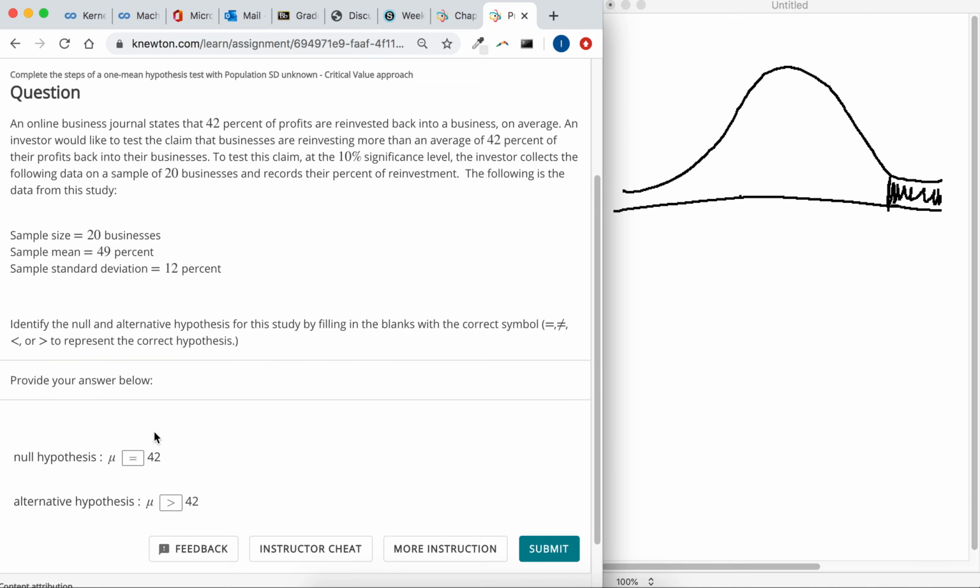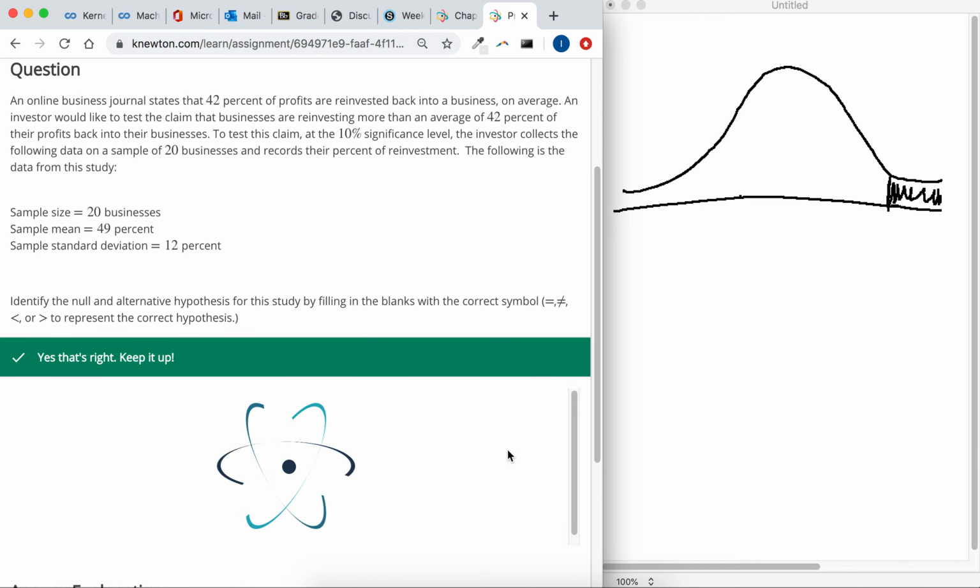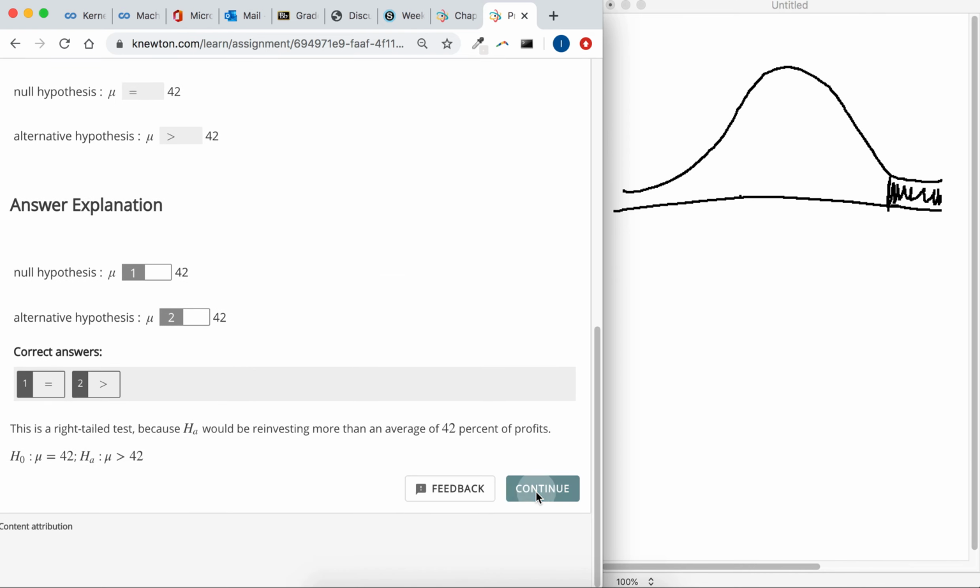And I think actually Newton likes it. No, this should be good. Null hypothesis that it's equal to 42. Alternative hypothesis that it's greater than 42. Let's see what else we got here.